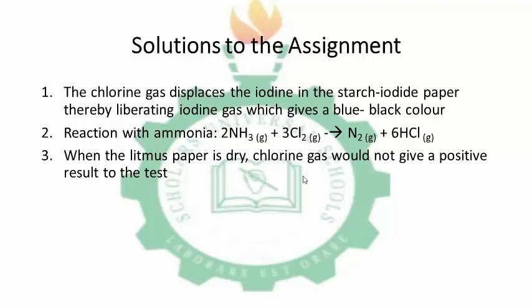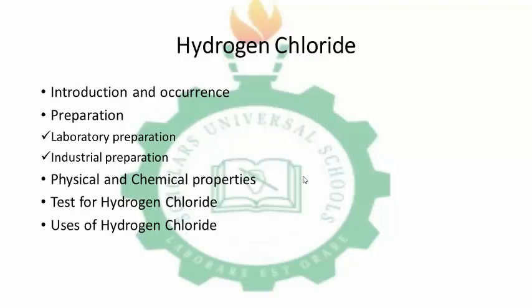Now, in our lecture today, we'll start discussing an important derivative of chlorine, which is hydrogen chloride. Under hydrogen chloride, we're going to discuss its occurrence in nature, its laboratory preparation and industrial preparation, its physical and chemical properties, how hydrogen chloride can be tested for in the laboratory, and some important uses of hydrogen chloride.